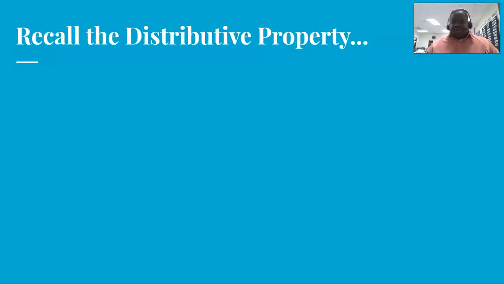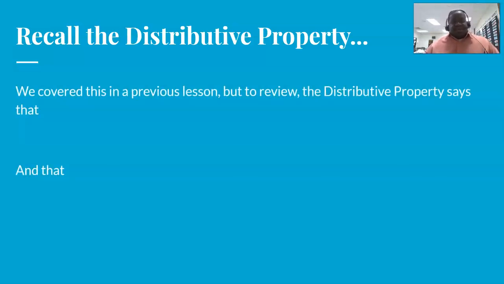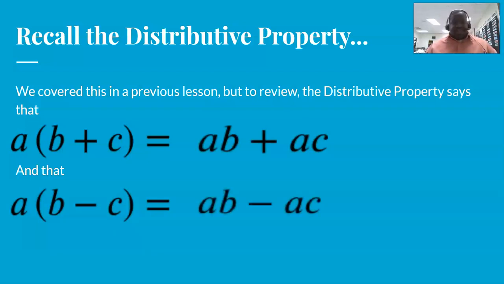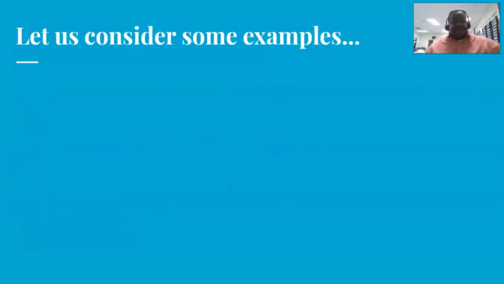First thing, I want to bring back to your remembrance, or for you to recall, the distributive property. We talked about that in a previous unit when we introduced all the properties together. So we've covered this in a previous lesson, but to review, the distributive property basically says two things. First of all, if I have A parentheses B plus C, then that's going to be equal to A times B plus A times C. And if I have A parentheses B minus C, this is going to be equal to AB minus AC. All right, now let's consider some examples.